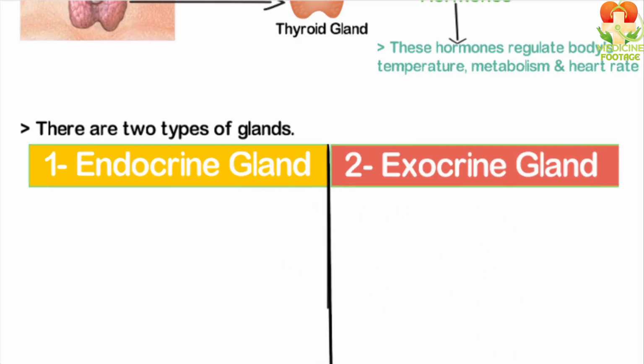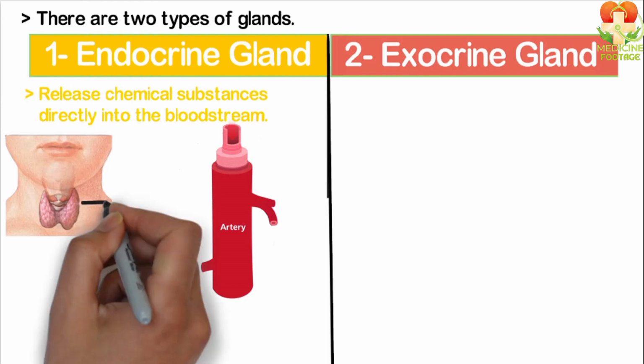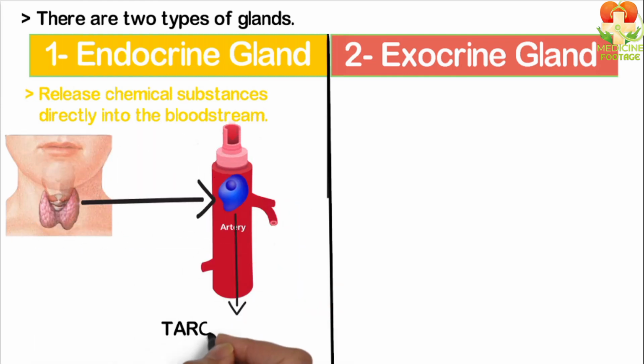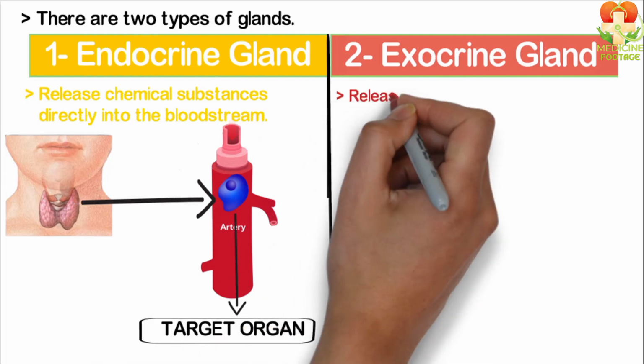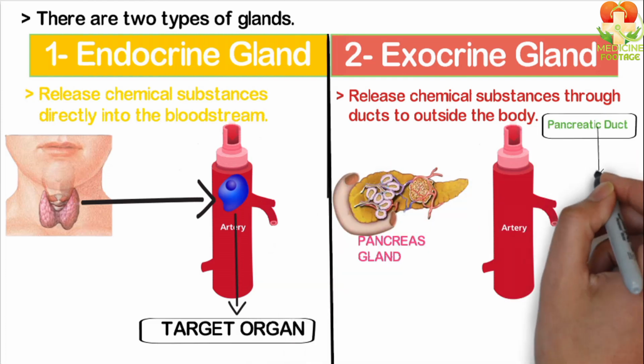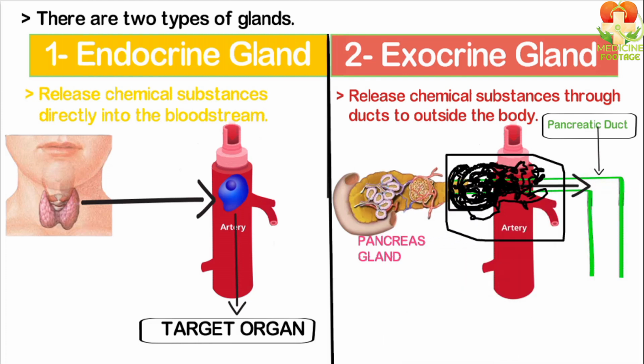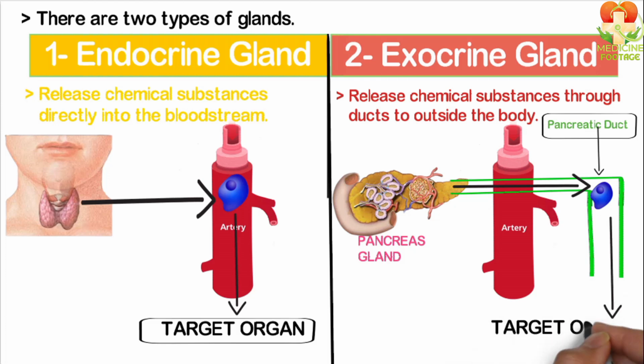Endo is derived from inside and exo means outside. Endocrine glands are those glands that release their secretion directly into the blood. Such glands are called endocrine glands. Exocrine glands, derived from out, release their secretion outside the blood. Or we can say that they have a special type of pipeline called the duct. They secrete their secretion through the duct. Such glands are called exocrine glands.